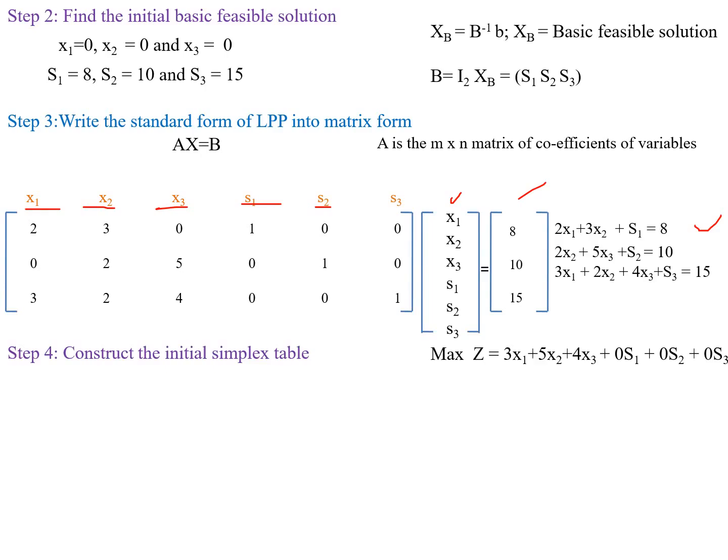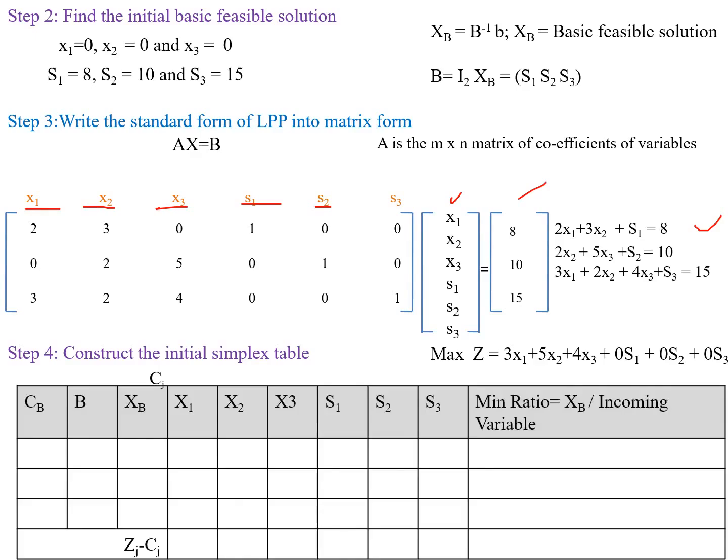Next step is to construct the initial simplex table. This is the initial simplex table. Here Cj is the cost coefficients of the variables, which is obtained by observing the objective function. Then Cj will become the x1 coefficient 3, x2 coefficient 5, x3 coefficient 4, s1 coefficient 0, s2 coefficient 0, s3 coefficient 0.